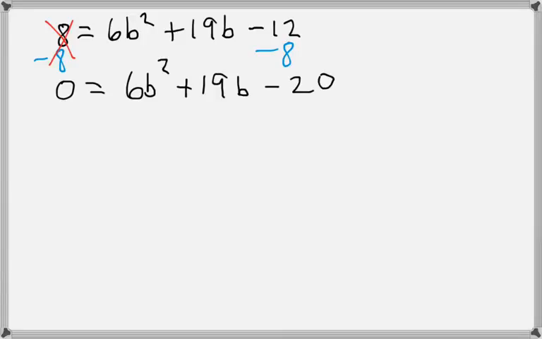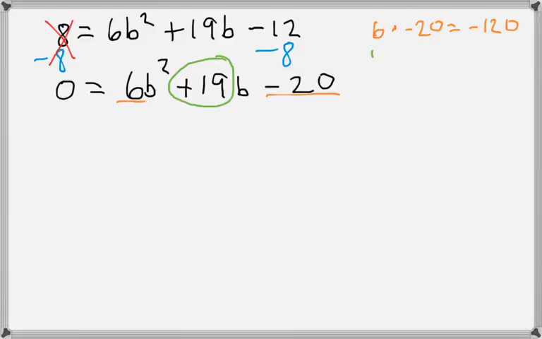From here, we need to factor. So when we factor, this is our a times c method. So we take the 6 times the negative 20, which is going to give us a negative 120. From there, we list our factors of negative 120, and we are looking for the factors that not only multiply together to give us a negative 120, but add together to give us that positive 19.